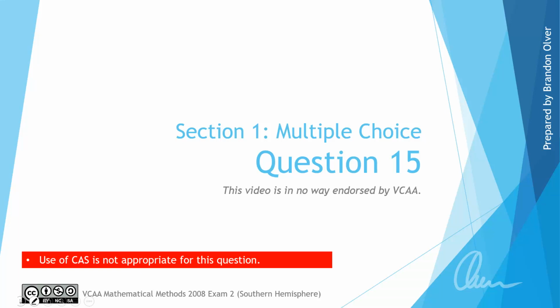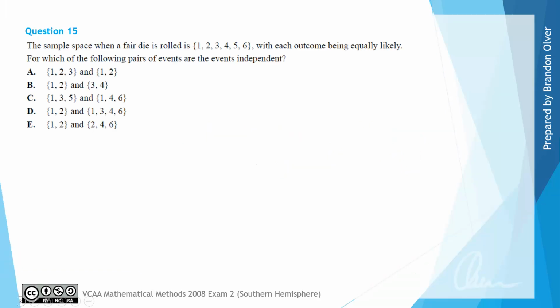So for question 15, we consider the sample space when a fair die is rolled is 1, 2, 3, 4, 5, 6, with each outcome being equally likely. And the question goes on to ask, for which of the following pairs of events are the events independent?